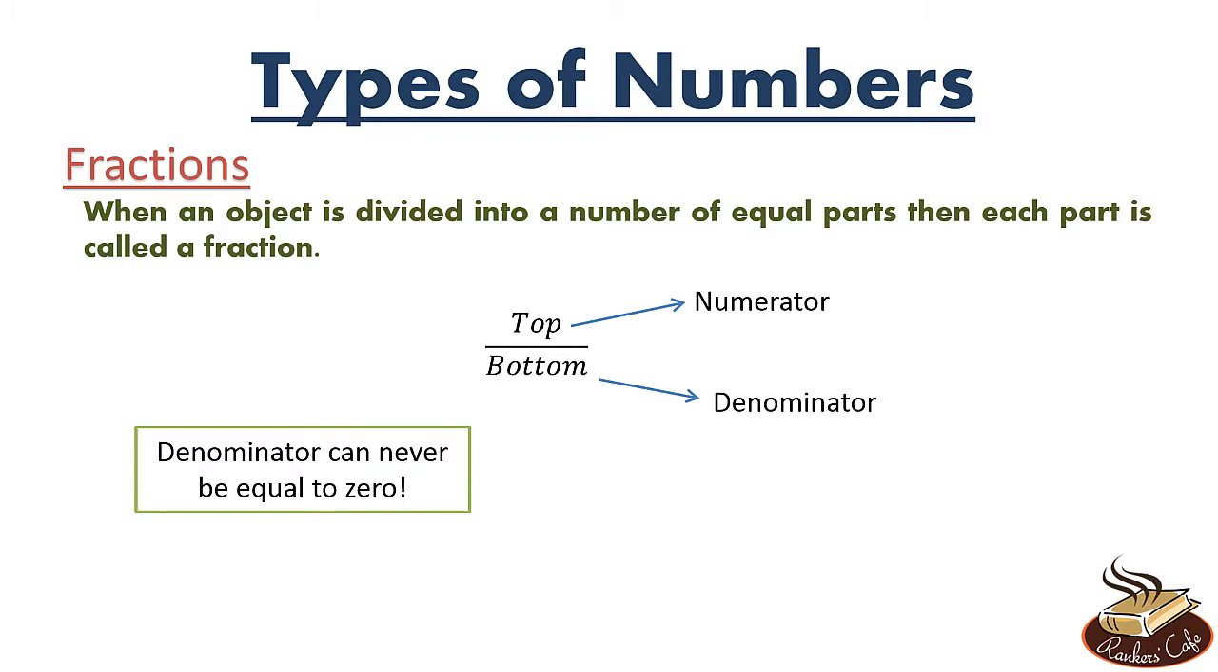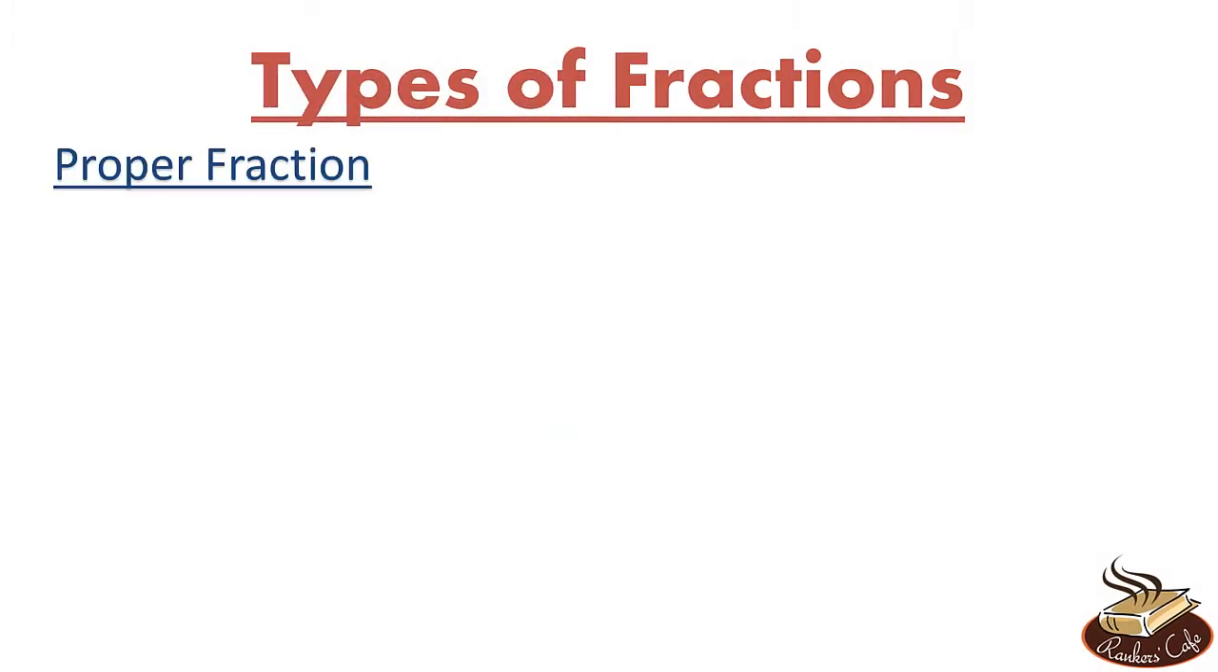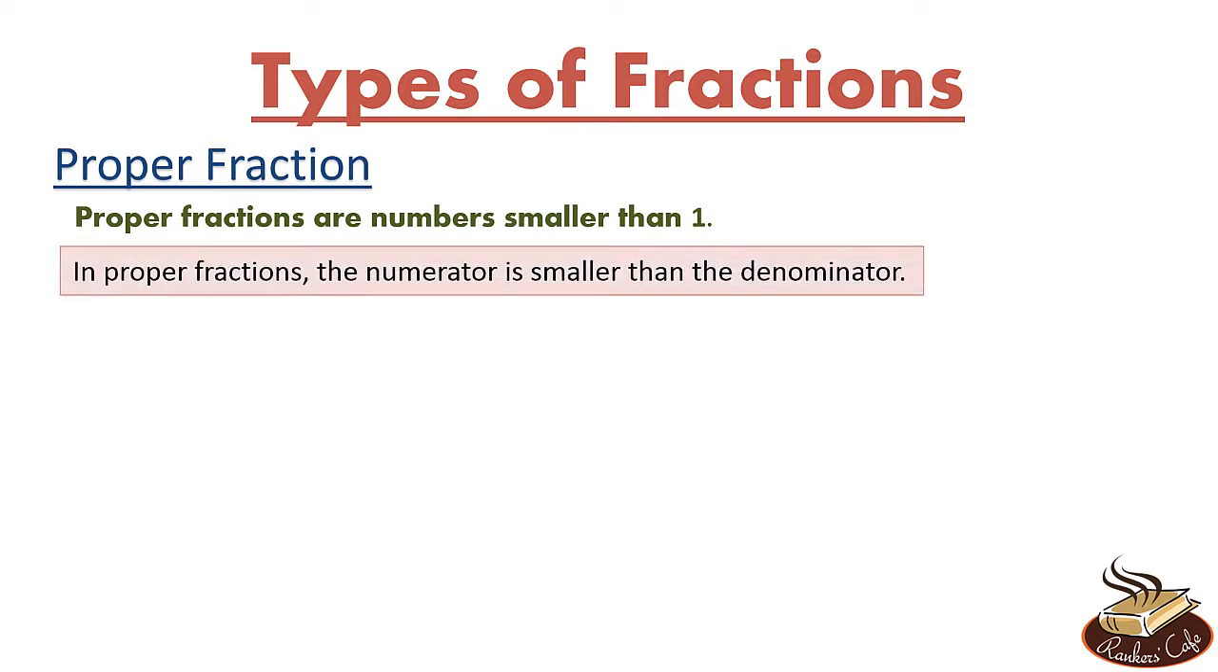Fractions are of several types. Let's study some of them in more detail. The first one is proper fraction. Proper fractions are numbers which are smaller than 1. Therefore, in case of a proper fraction, the numerator is smaller than the denominator. Some examples of proper fractions are 1/3, 1/2, 3/4, etc.